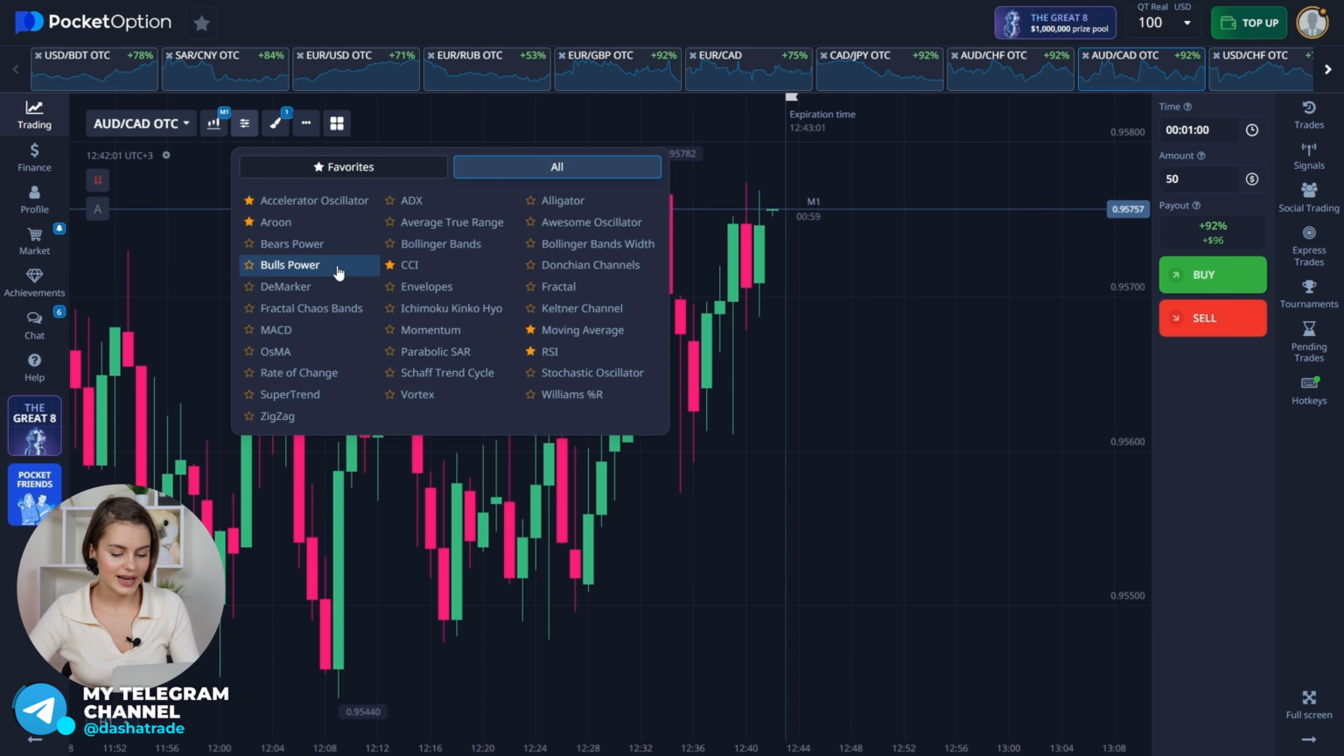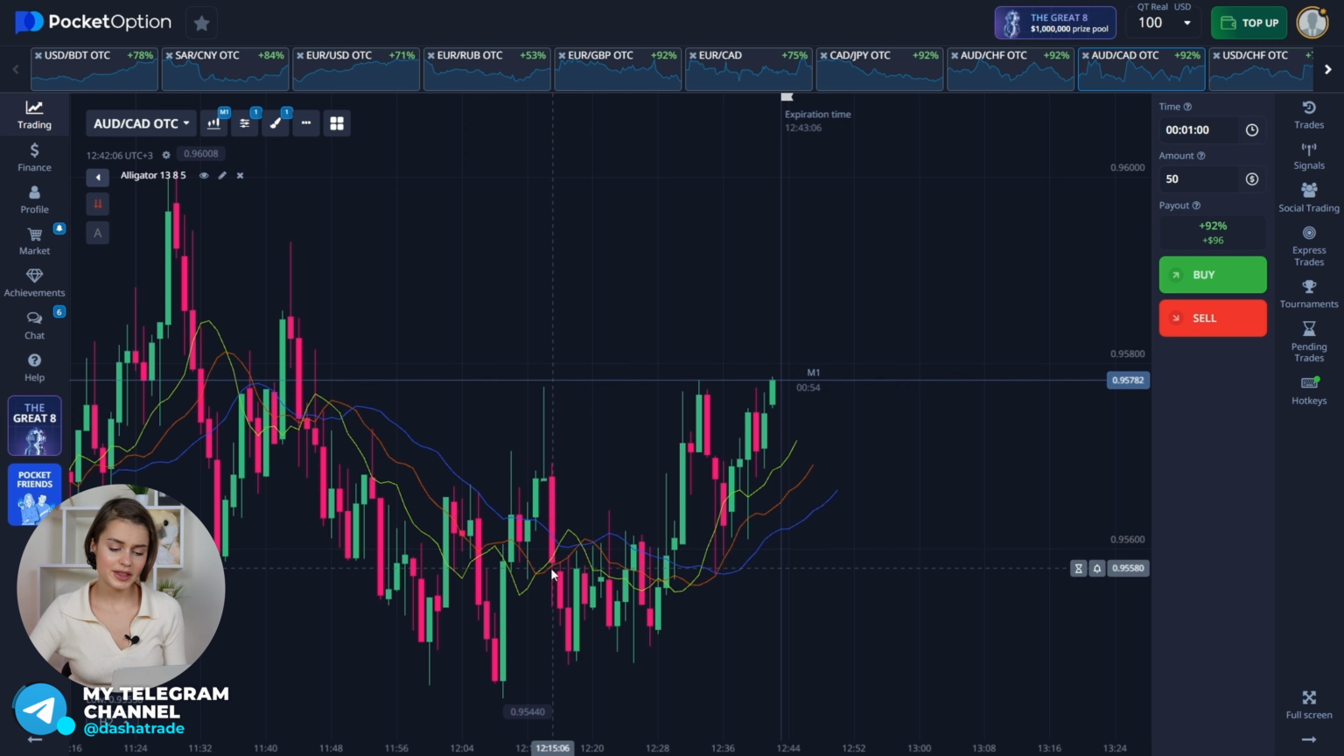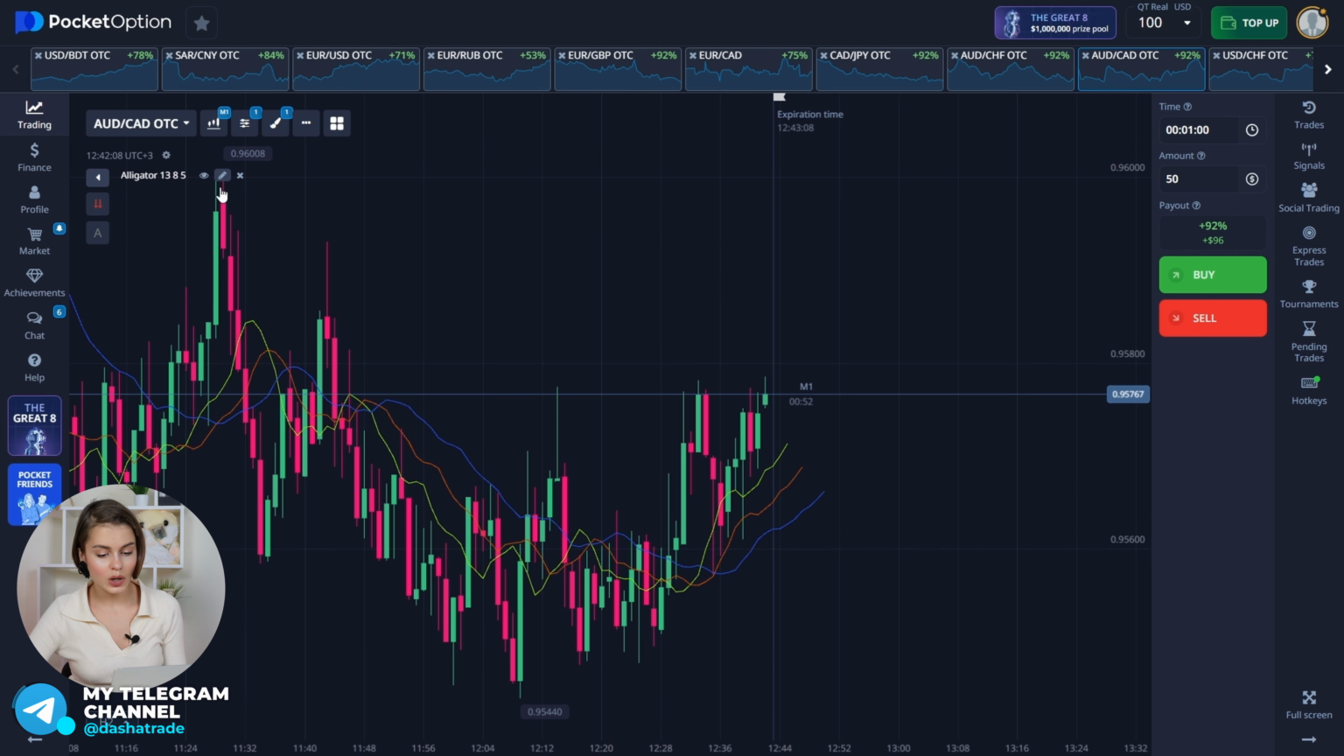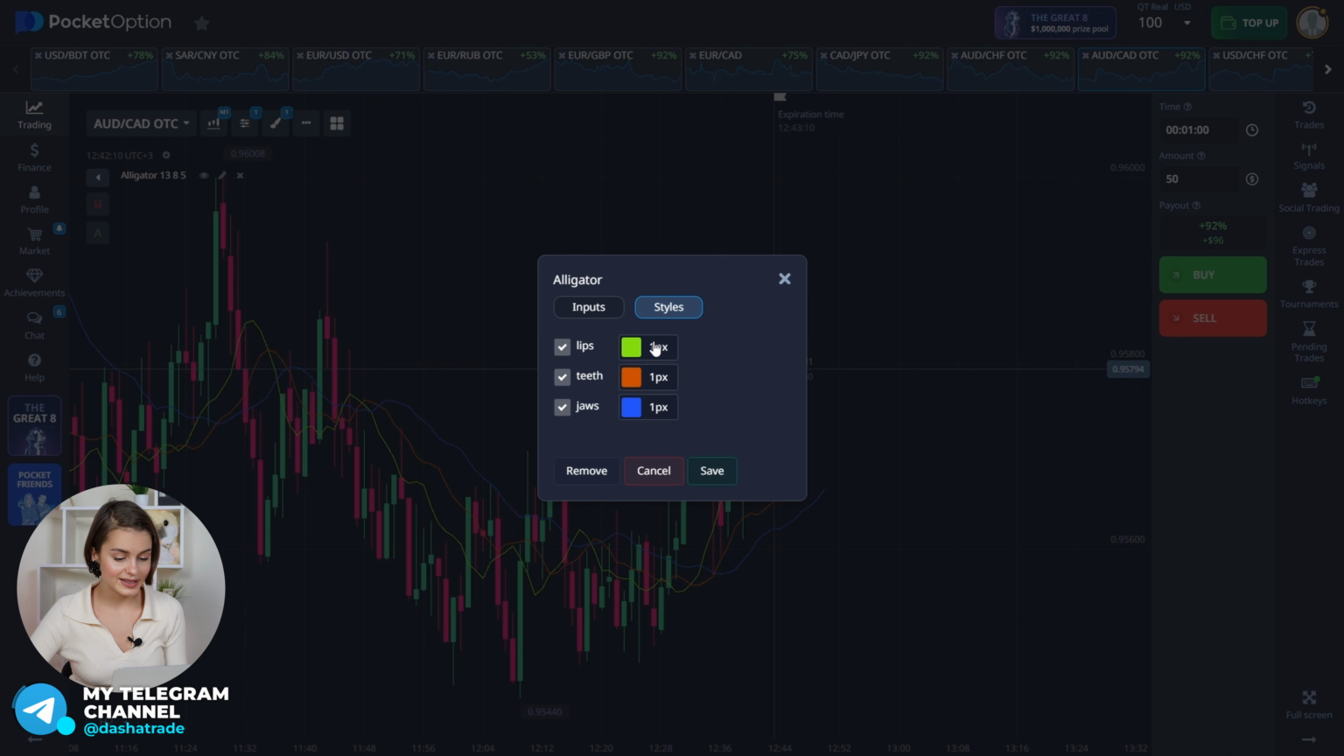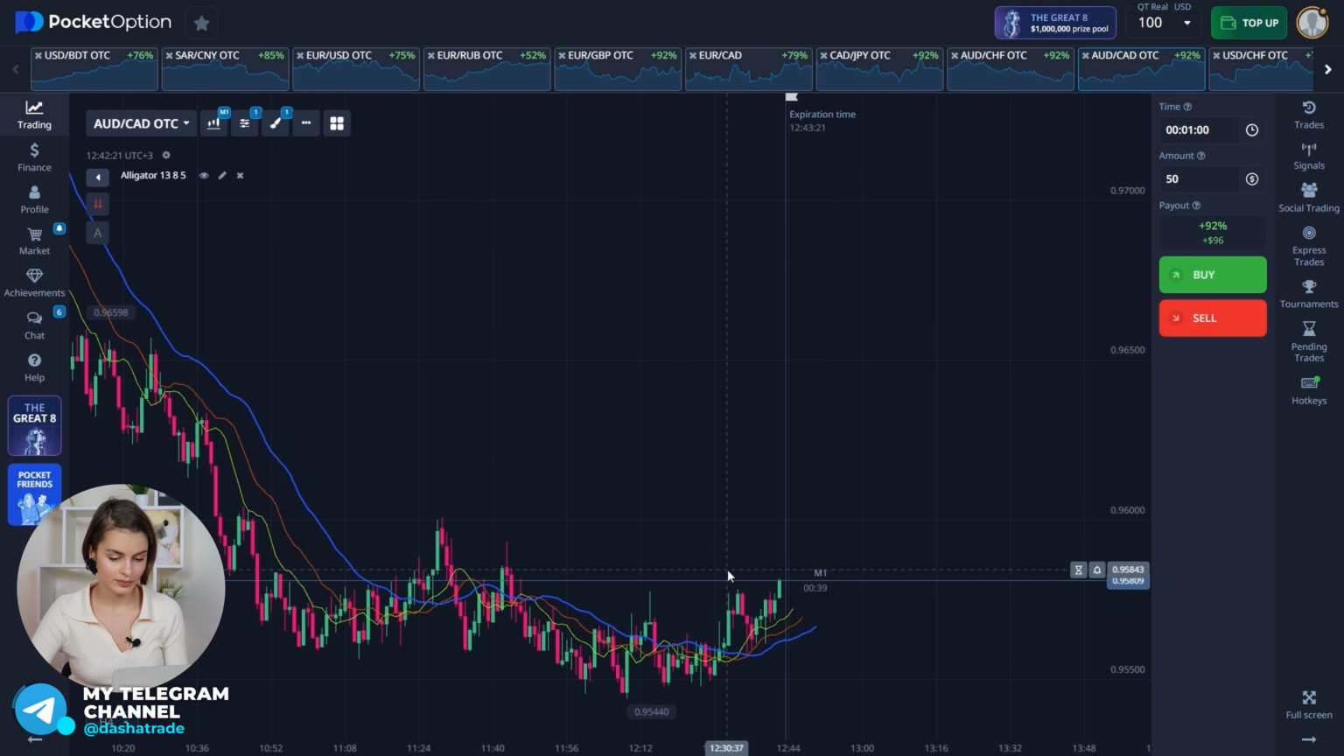And now, let's go to the topic of the video. Firstly, let's add the indicator to our chart. We go to the indicator section and add an indicator called Alligator. But that's not all. We go to the settings of our indicator, select styles, and we must select the blue line. This line is longer and is the main one. We add an extra pixel and click Save.